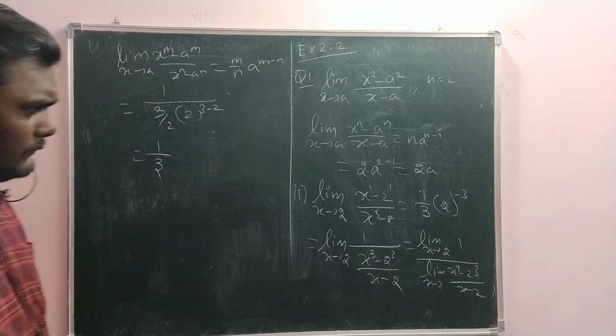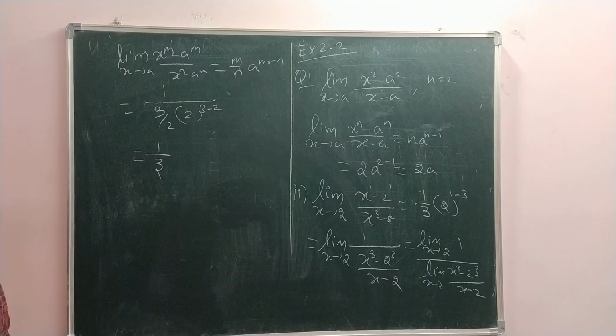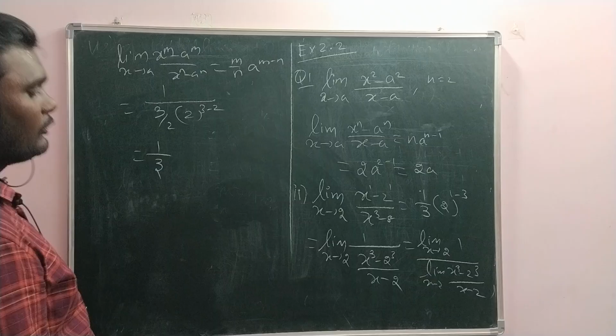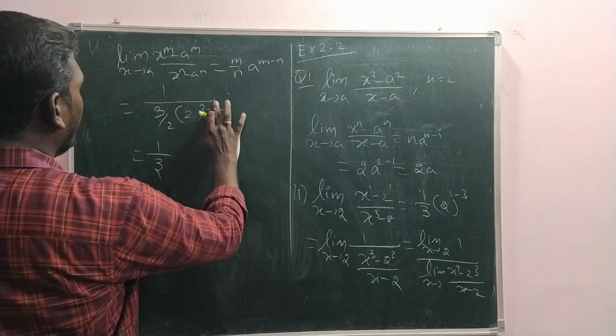Have you checked the answer? The answer is correct. Answer 1 by 24, is it? Yes, 1 by 12. Then why here the answer is not coming? I kept 3 minus 2. Sorry, it is 3 minus 1.